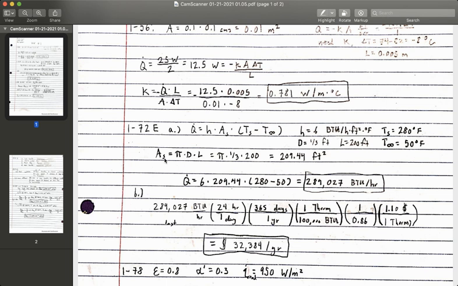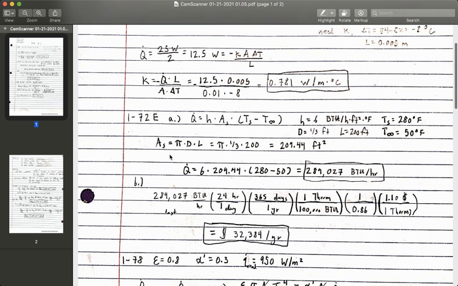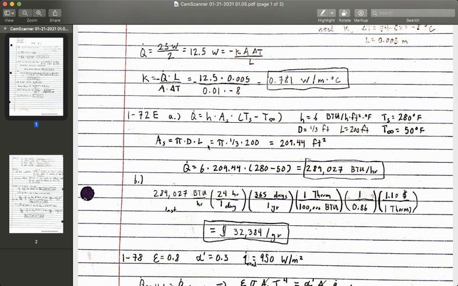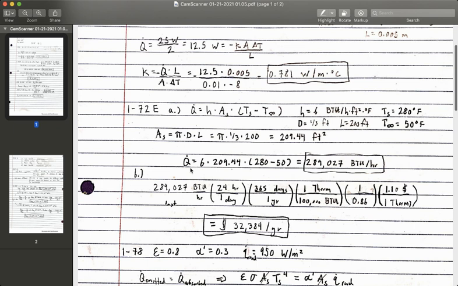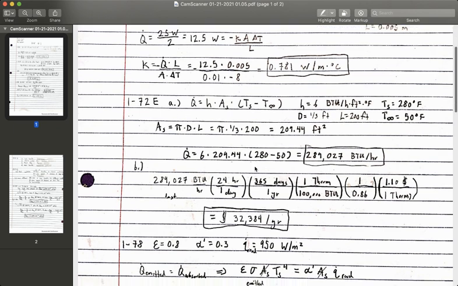We still need to find the area, the surface area of the pipe. So using the properties given in the problem statement, we can do that here. And then using all of those pieces and plugging into this equation, we can find the overall heat transfer from the pipe to the surroundings, so the heat loss in terms of BTU per hour.